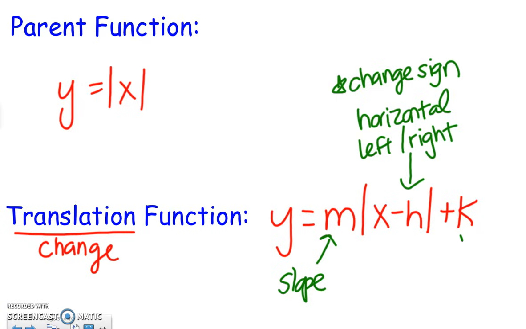And then k is going to stand for vertical. I don't know why it's a k. So vertical is going to mean up or down. So if the number is positive, you're going to go up. If the number is negative, you're going to go down. So the only thing that changes is in this middle part. If your h is positive or negative, you will have to change your sign. Okay? So let's take a look at some examples.